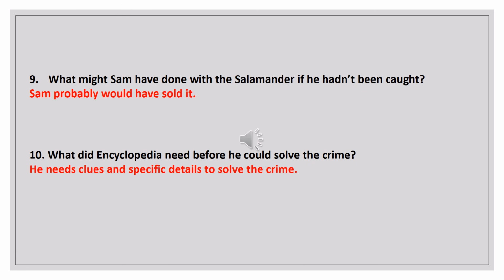Question 9, what might Sam have done with the salamanders if he hadn't been caught? What do you think Sam will do with the salamanders if he hadn't been caught? Sam probably, maybe, would have sold them. Question 10, and the last question, what did Encyclopedia need before he could solve the crime? He needs clues and specific details to solve the crime.